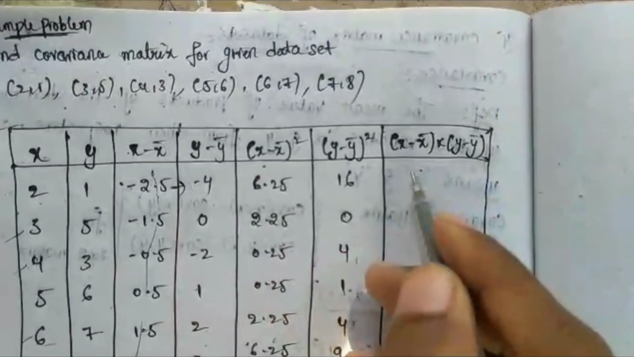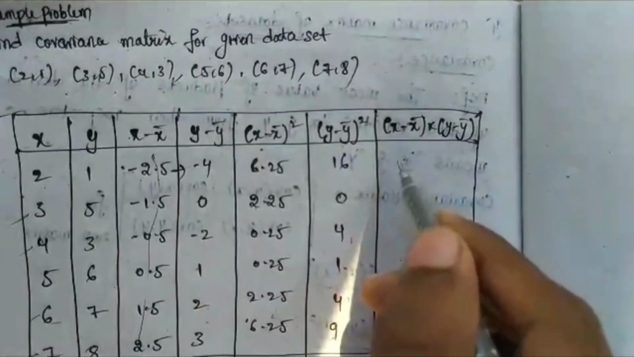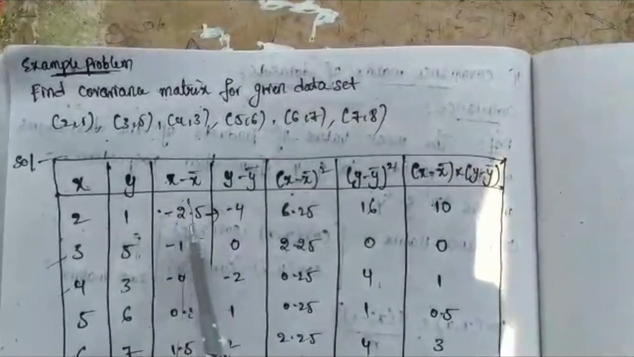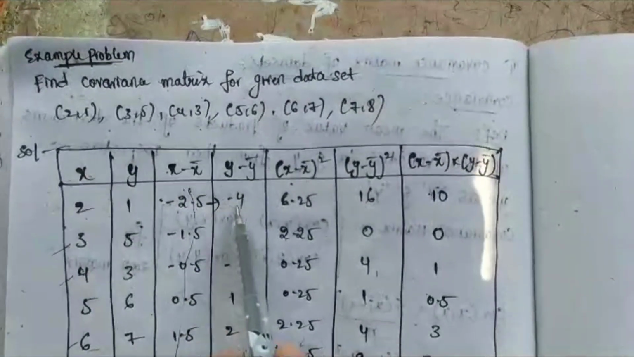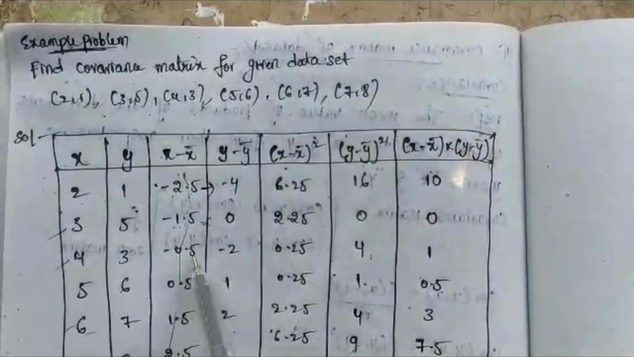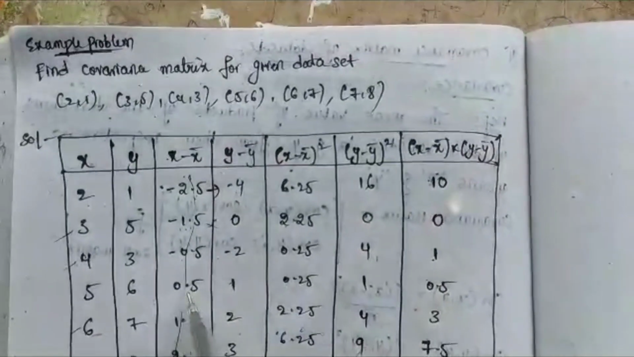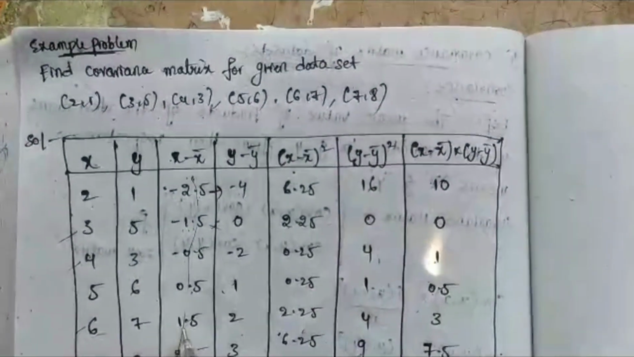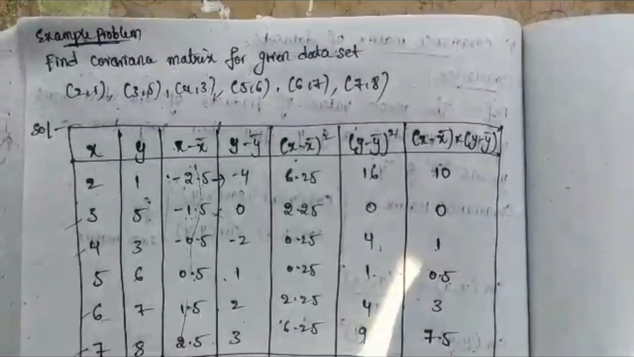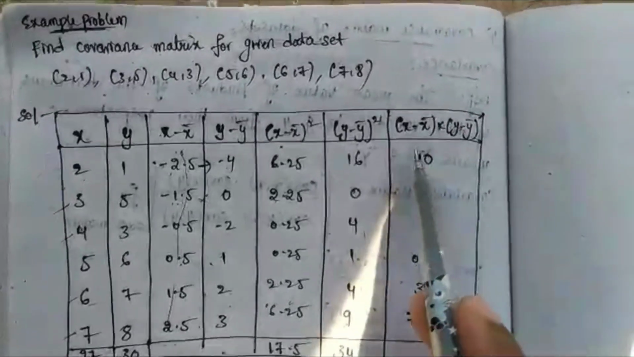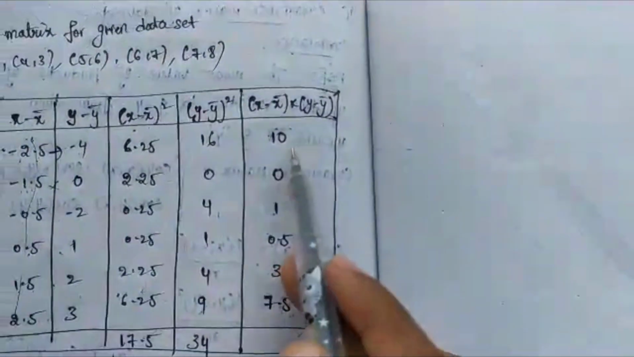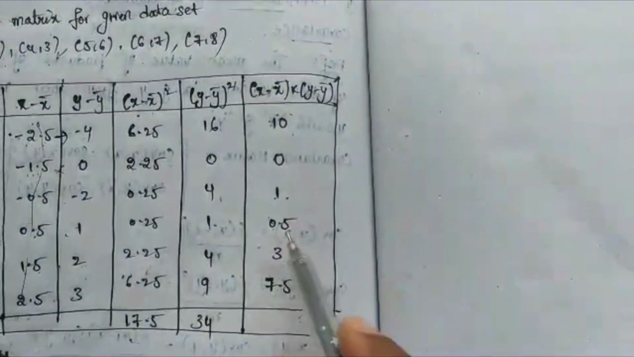Here we multiply x minus x bar into y minus y bar. Minus 2.5 into minus 4 equals 10. Minus 1.5 times 0 equals 0. Minus 0.5 times minus 2 equals 1. 0.5 times 1 equals 0.5. 1.5 times 2 equals 3. 2.5 times 3 equals 7.5. The total sum of x minus x bar times y minus y bar is 22.